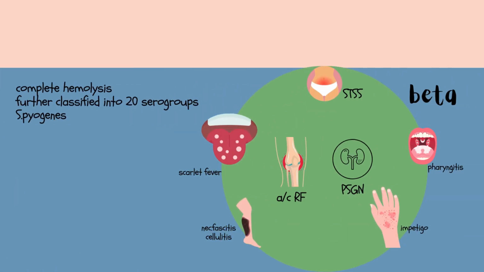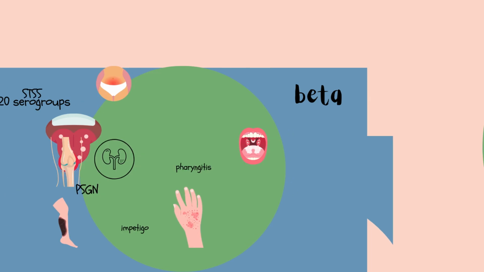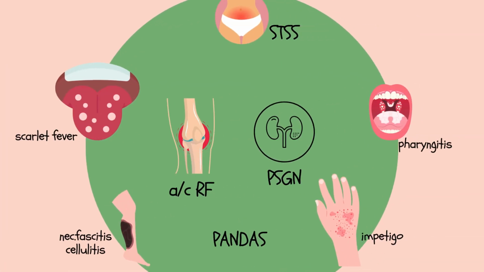Coming to beta hemolytic. Beta hemolytic means there is complete hemolysis and they are further classified into 20 serogroups, and the major one is Streptococcus pyogenes. When we are simply saying Streptococcus, we are usually talking about Streptococcus pyogenes because it is causing the major skin and soft tissue infections. Some of the manifestations are scarlet fever, which is characterized by a strawberry tongue and a rash on the face. Then it can cause pharyngitis. It can cause impetigo, which is a skin related infection.